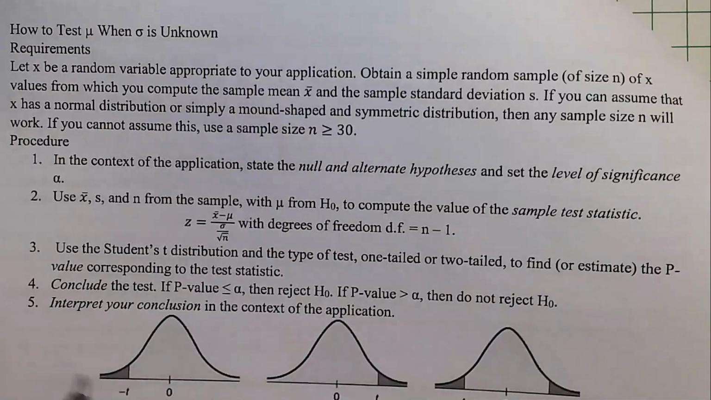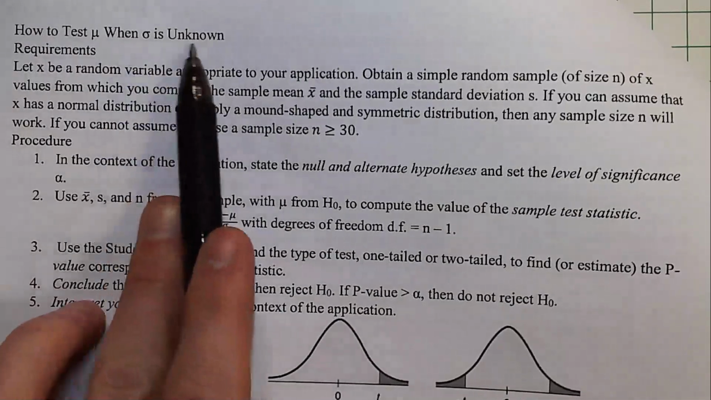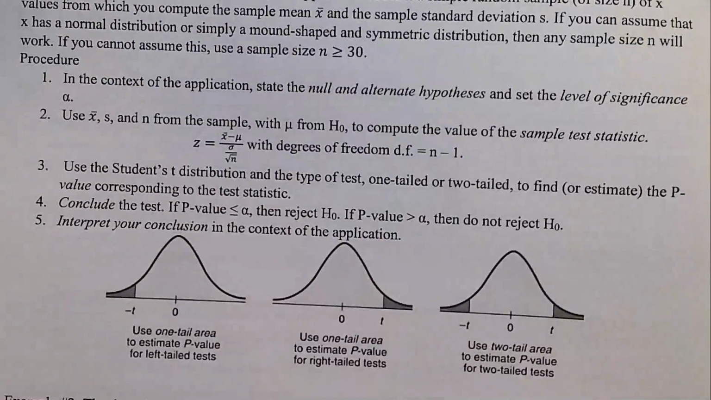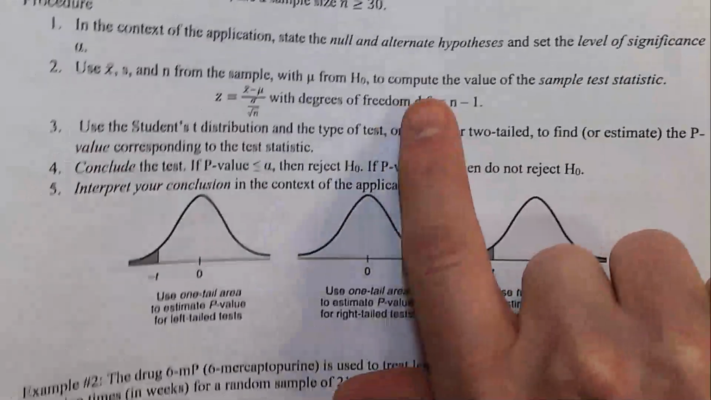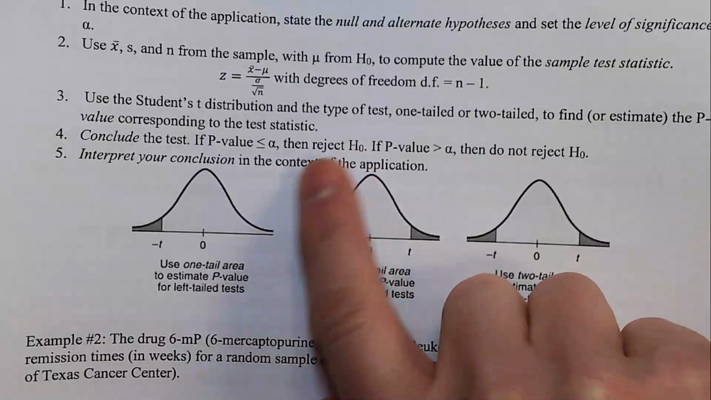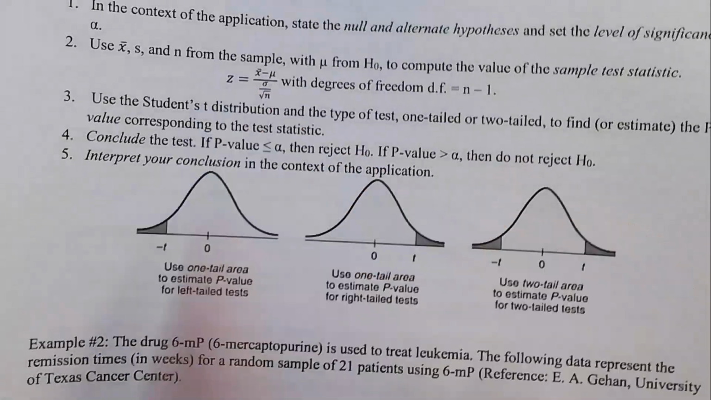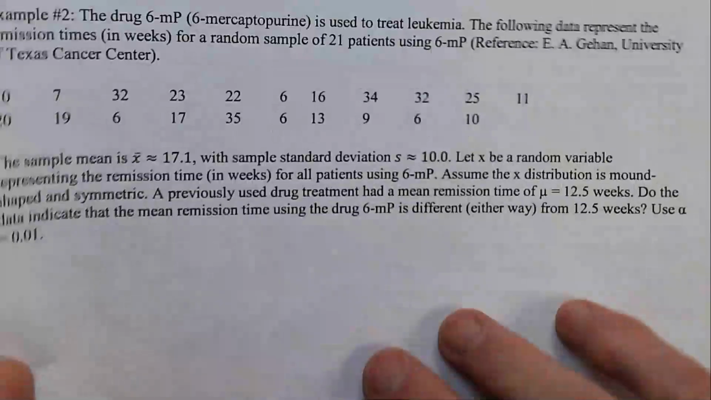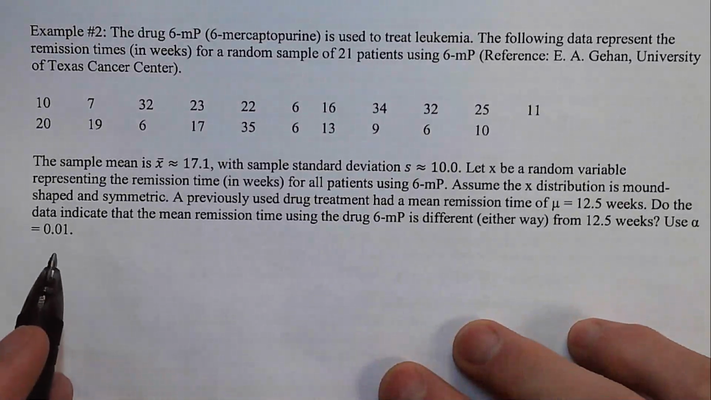That means when sigma was known. Now we're going to look at when sigma is unknown. When sigma is unknown, you're going to use the t distribution, okay? I think I have that wrong there. It's going to be the t distribution, because that's what we use whenever sigma is unknown, because we don't know the population standard deviation.